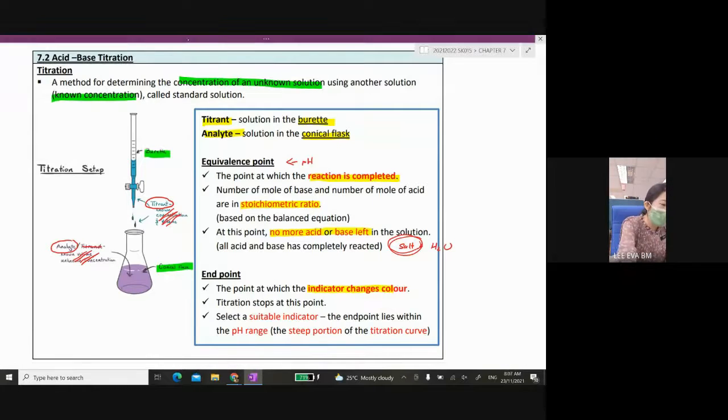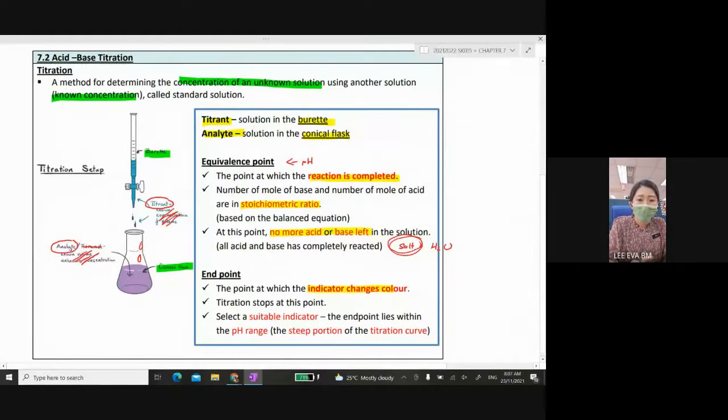Normally the indicator is added inside your conical flask straight away. It wants to show you color changes, so the endpoint shows the color change. Why do we say the endpoint and equivalence point are very close together? At the equivalence point, there is no more acid or base, but at the endpoint there is slightly more acid or base, slightly more titrate. Therefore, you will see the color change. But it's very close to the equivalence point. It just wants to show you the color, and when the reaction stops.